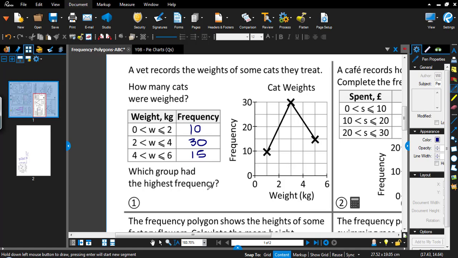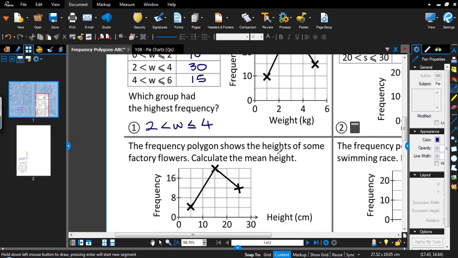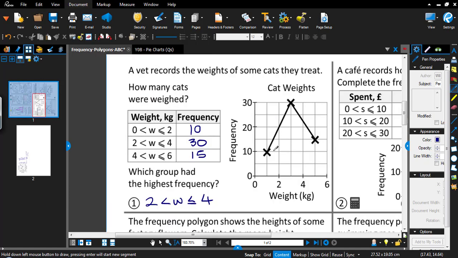Well, 2 to 4. W, I guess W is for weight. Okay. We go to question 2. Let's go to the right.